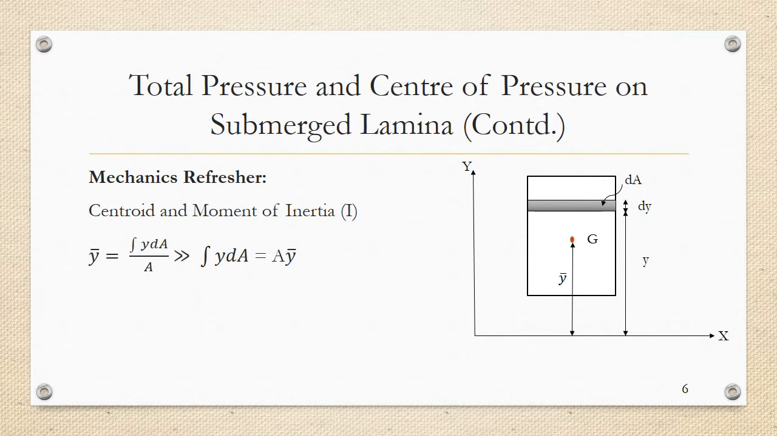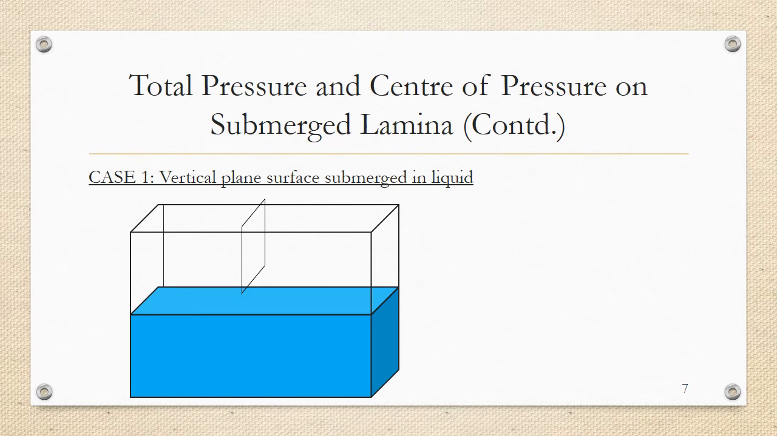Similarly, the formula for moment of inertia about the x-axis would be given by integral y squared dA. Again, something that you have learnt in your first year engineering mechanics. Ix is given by integral y squared dA. These are some of the things that you will have to remember before we move forward to the derivations.